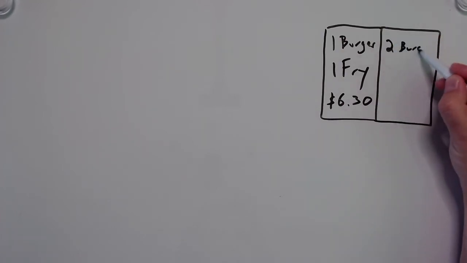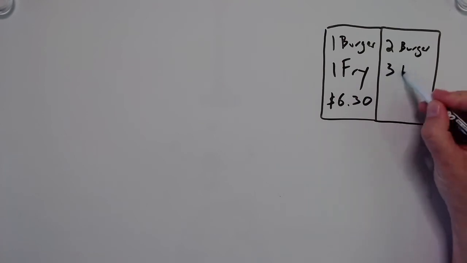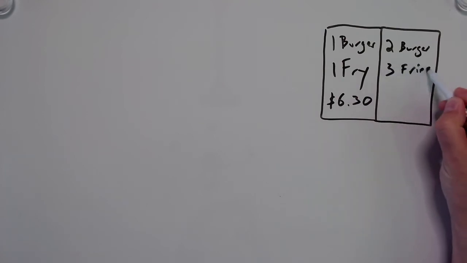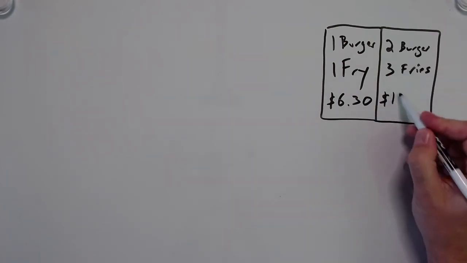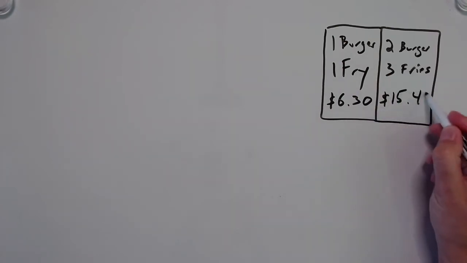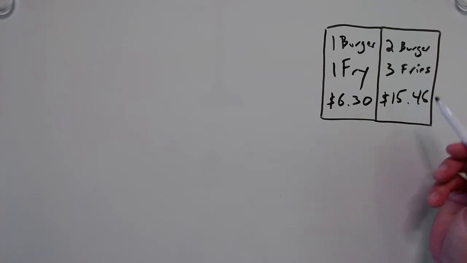$6.30. And my buddy, he's a little hungrier. He got 2 burgers and 3 fries, because he's a pig. And his bill was $15.45. So the question is, how much does a burger cost and how much does a fry cost?